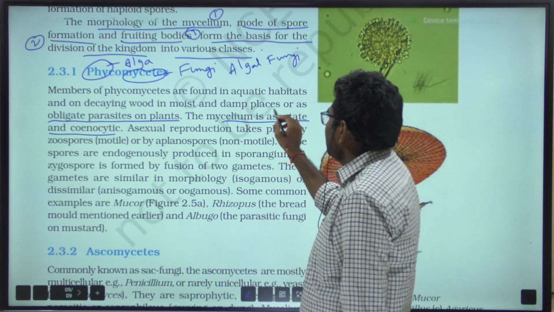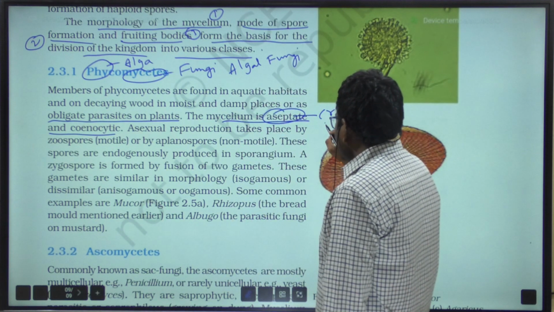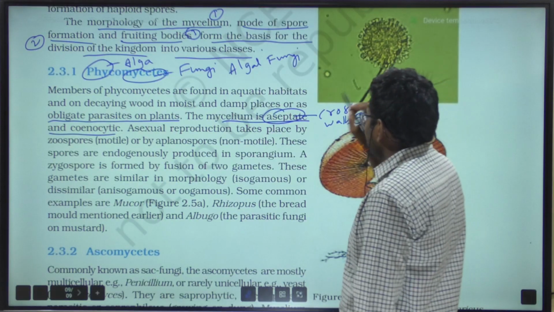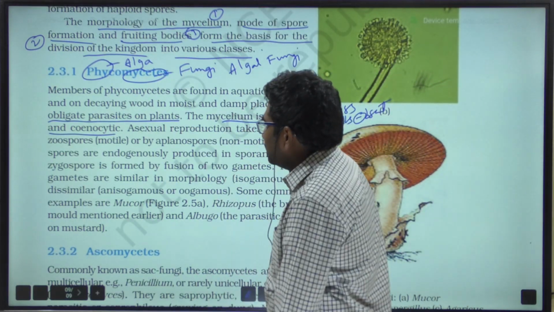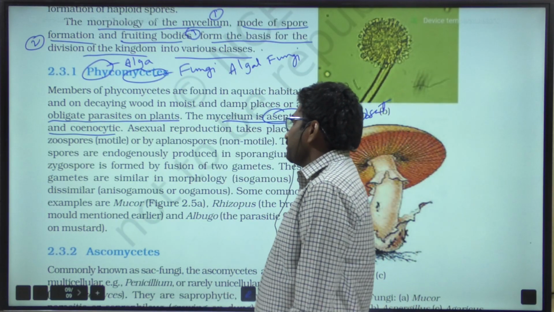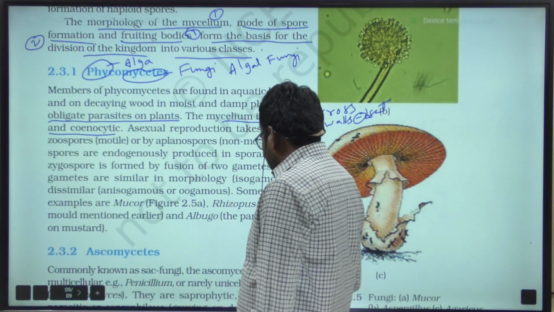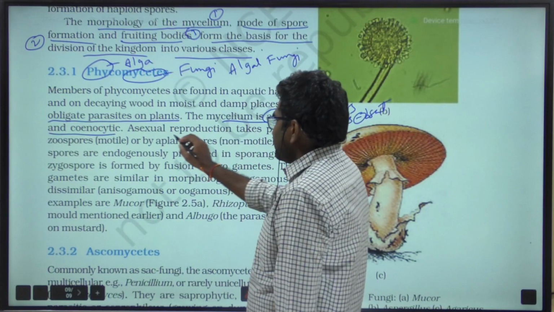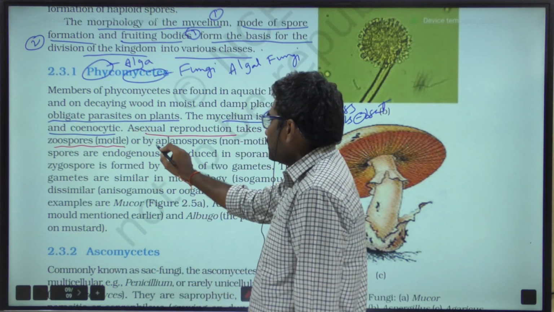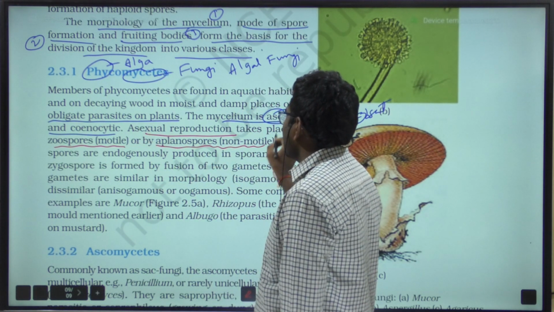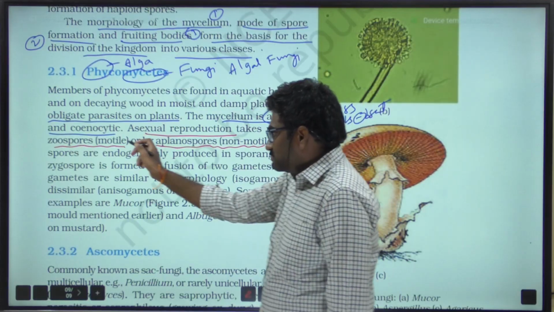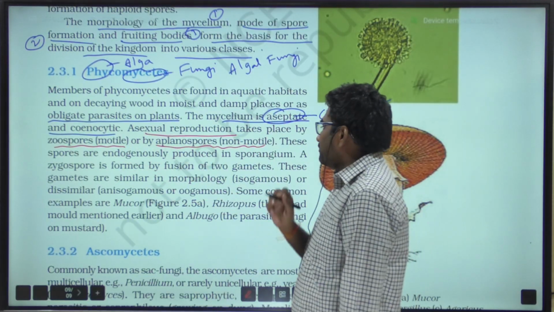Aseptate means cross walls are absent. Cenocytic means a multinucleate cytoplasmic condition is observed in their body. And in Phycomycetes, asexual reproduction takes place by means of motile zoospores or by non-motile aplanospores.